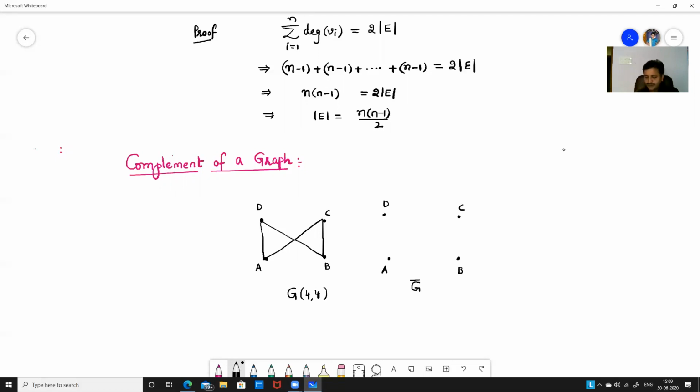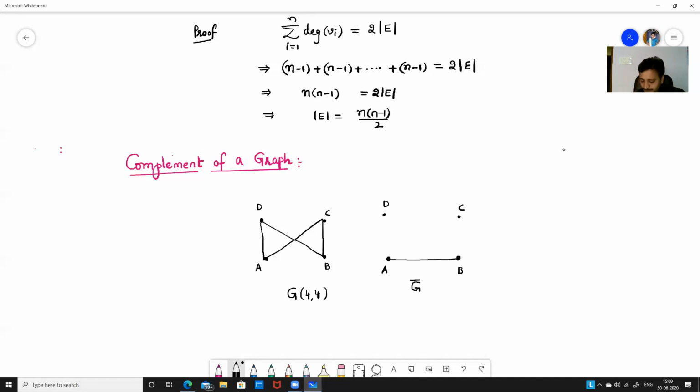From A, how many edges do we have? From A to D we have an edge, A to C we have an edge. Therefore, we don't want to exhibit these edges in G bar. Now, what edges are missing from A? A to B is missing, right? Therefore, we can show that edge A to B. Whatever edges are missing in G, we have to exhibit in G bar, and whatever edges are there in G, we have to hide in G bar.